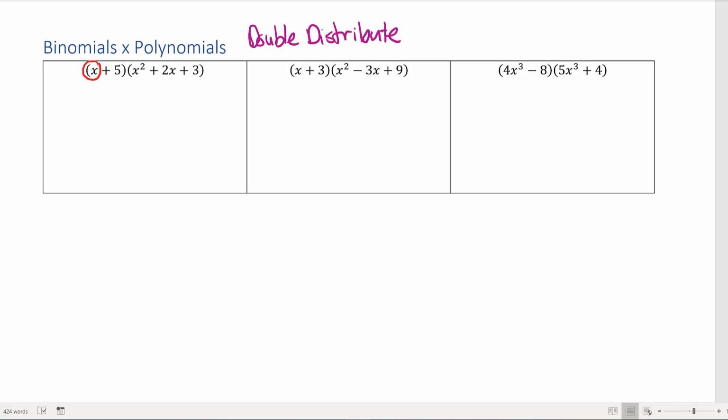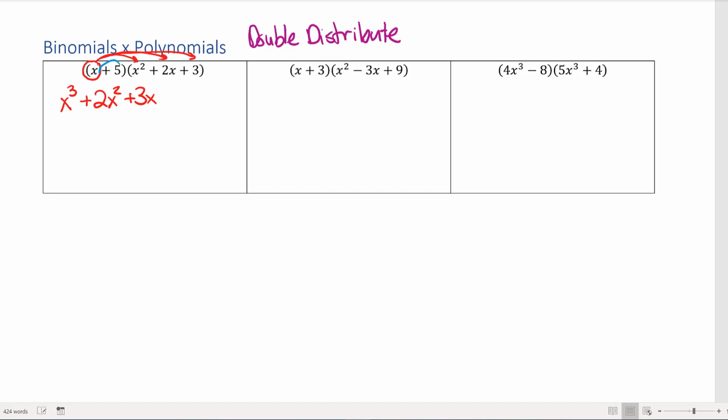So when I have x plus 5 times x squared plus 2x plus 3, I'm going to take the x from the x plus 5, and it's going to distribute to as many terms as it needs to in the second parentheses. So x times x squared is x cubed. Add the exponents. X times 2x is 2x squared. Again, add your exponents. And x times 3 is 3x.